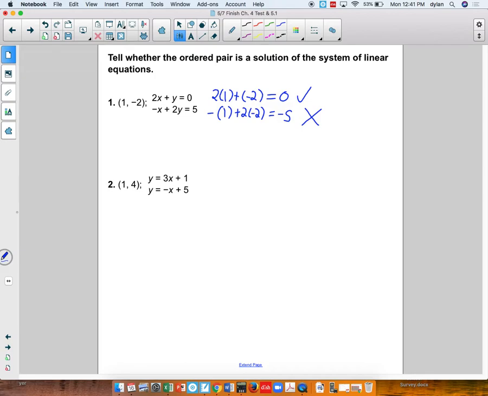And if you think about it, what that means on a graph is that the ordered pair 1 comma negative 2 is on one of the lines, but not both of them. It's not their intersection point. It's just a point on the first line only.